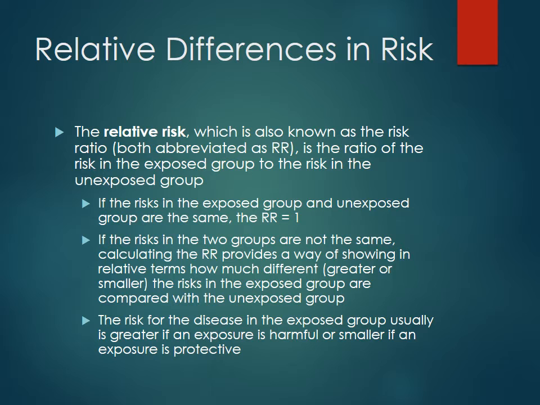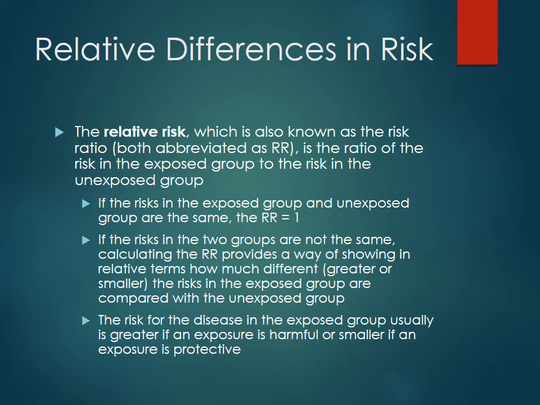Again, remember, this is very similar to what we were looking at with confidence intervals and your point of significance. So when you're dividing one by the other, 1 is going to be kind of your critical number here. If the risk of the two groups are not the same, then if you calculate a relative risk, it's going to provide a way of showing in relative terms how much different, greater, or smaller that risk in the exposed group is going to be compared to the unexposed group.